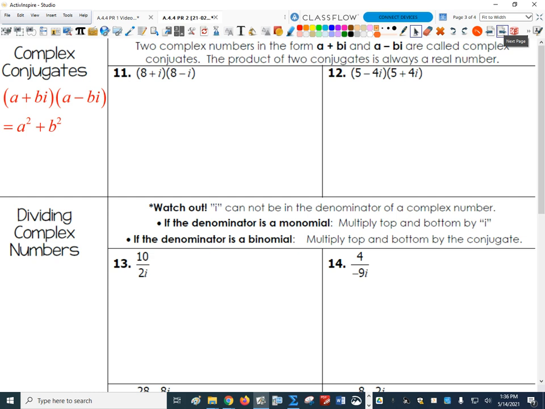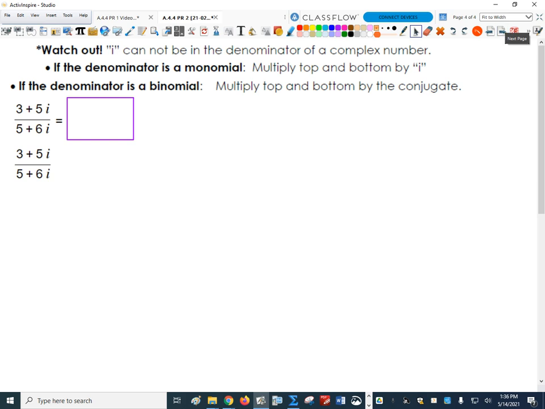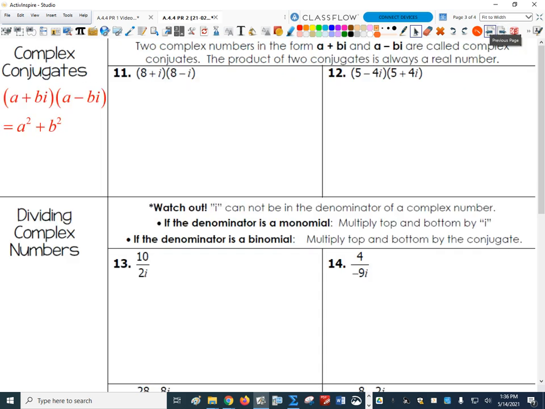Okay, so I want to look at real quick one other topic here, and then I'm going to let you guys work on this stuff. And really, this gets us all the way through the second assignment. So I want you to notice what happens when we multiply together two complex conjugates.